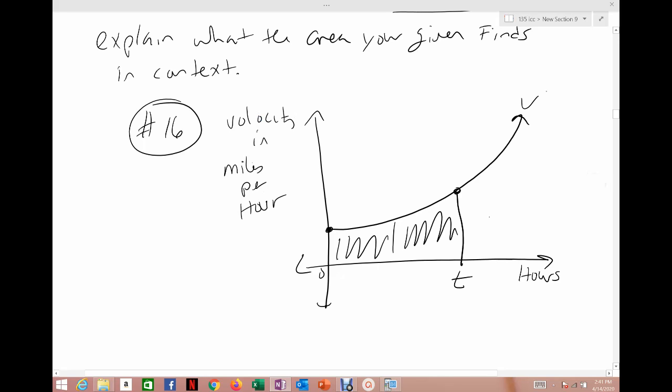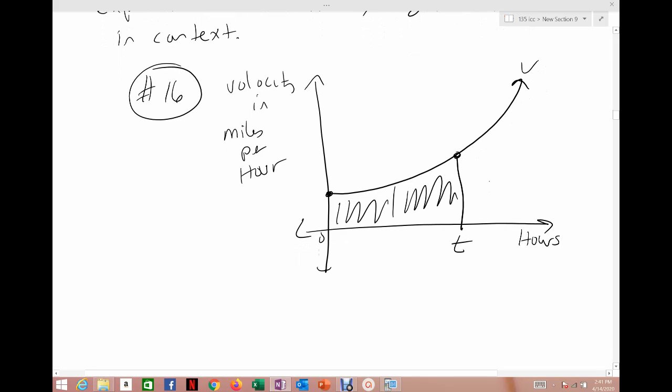Velocity in miles per hour is what the derivative is of a distance function. And what this finds, well, you can actually use the units to help you: miles per hour times the number of hours. If this were a rectangle and I was finding the area by taking the change in hours times the velocity, it would be miles per hour times hours. Hours would cancel out and leave you with miles. The units are kind of giving away what it is.